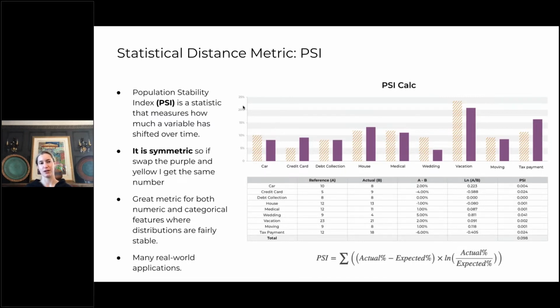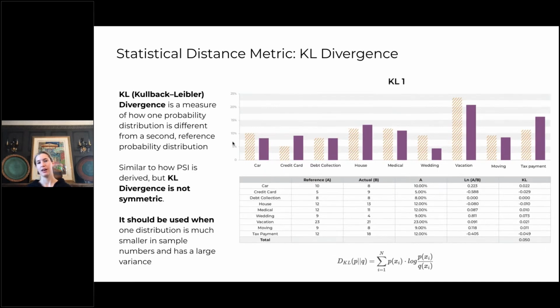A PSI score is a statistic that measures how much a variable has shifted over time. It's probably the most common method we see for measuring drift in industry because it's very flexible. It's a symmetric distribution, and it's one of the few that's good for categorical as well as numeric, because it's easier to measure a distribution if it has a basis in numbers versus being something in categories. It also has a lot of real world applications, especially in the financial industry.